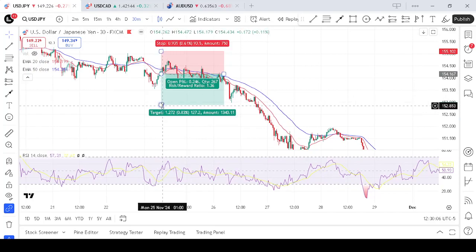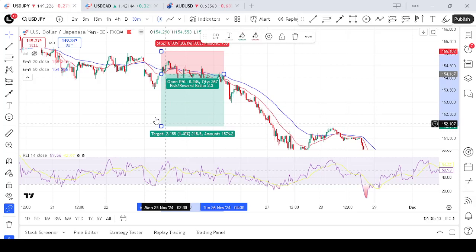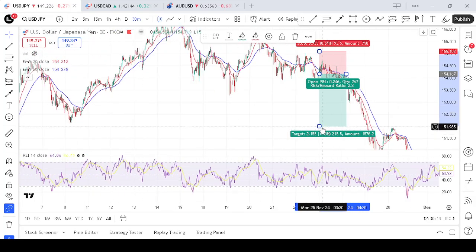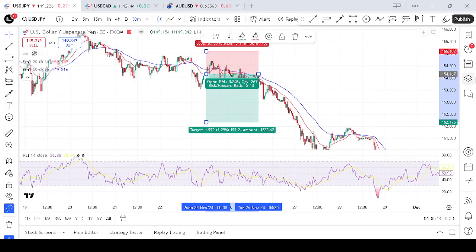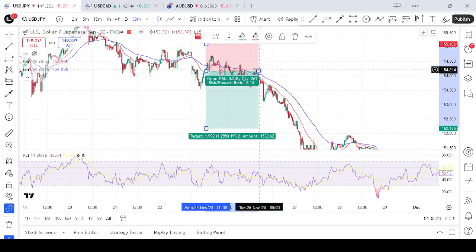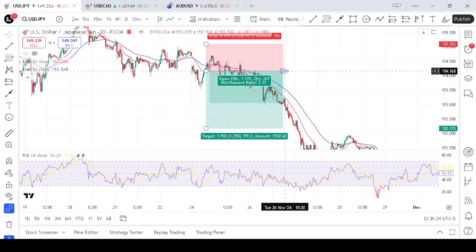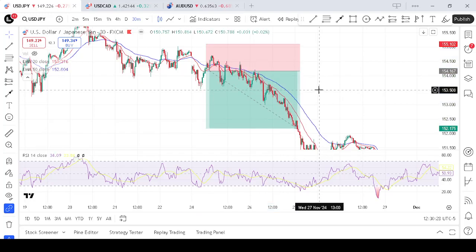Then don't forget your take profit should be 1:2, 1:3, or a previous swing low, just to be comfortable with your trade. By the time we are done with this trade, you can see it smashed our take profit. As easy as that. Don't forget the confluence.